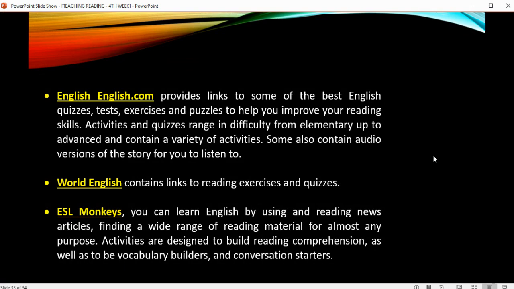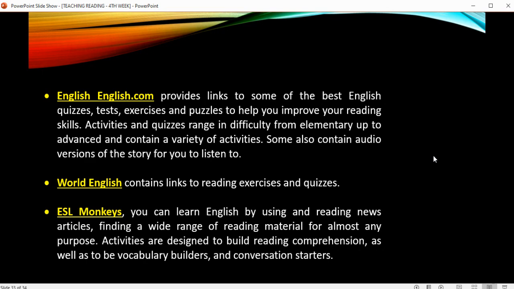The other one is EnglishEnglish.com. It provides links to some of the best English quizzes, tests, exercises, and puzzles to help you improve your reading skills. Activities and quizzes range in difficulty from elementary up to advanced and contain a variety of activities. Some also contain audio versions of the story for you to listen to. Again, here you can combine two skills, no? Reading and listening.